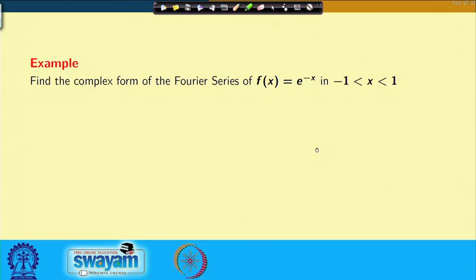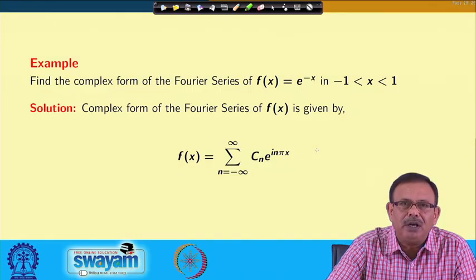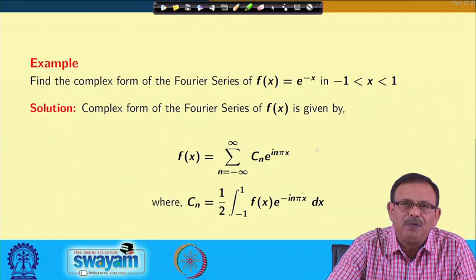Let us just quickly go through this one. What we said is f(x) = Σ C_n e^(i n π x), where C_n will be 1/2 ∫ from −1 to 1 of f(x) e^(−i n π x) dx. Here L, the half period, is 1, because the function is defined from −1 to 1, so the limits have been changed to −1 to 1. For the arbitrary case it is actually i n π x by L, and since the value of L is 1, we obtain this.